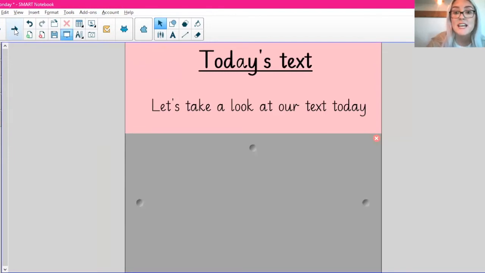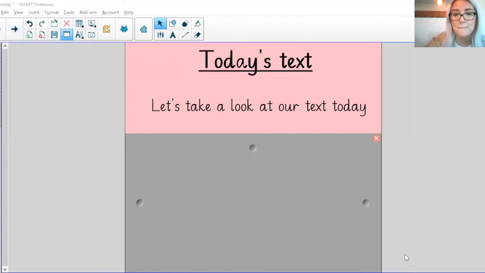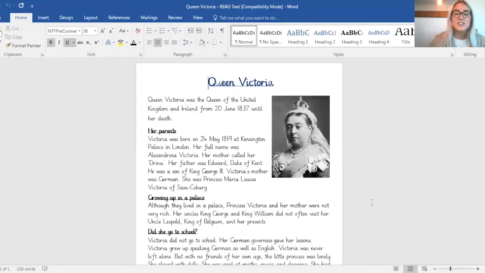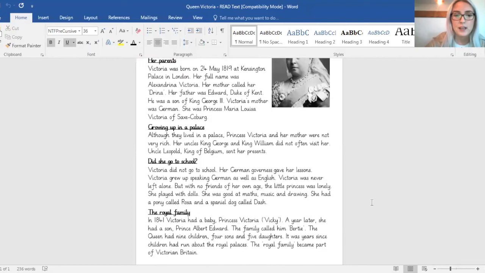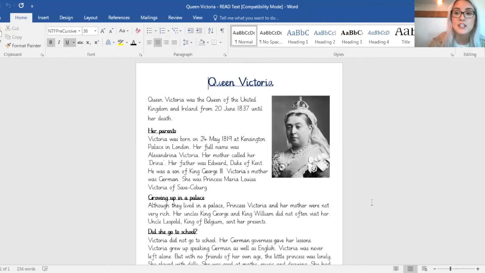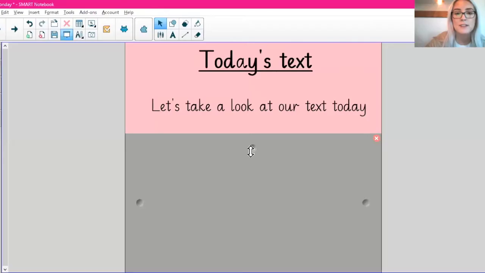Let's look at today's text. So I have attached the text on DB Primary. So if you've got it in front of you, then you can have a look at it. If not, I'm going to get it up on my screen and we can have a look at it together. So this is today's text. Let's have a little look so we can see initially who the text is about. Have a little look at the text because I have a couple of questions to ask you about the text. Let's have a look at what our questions are about the text.